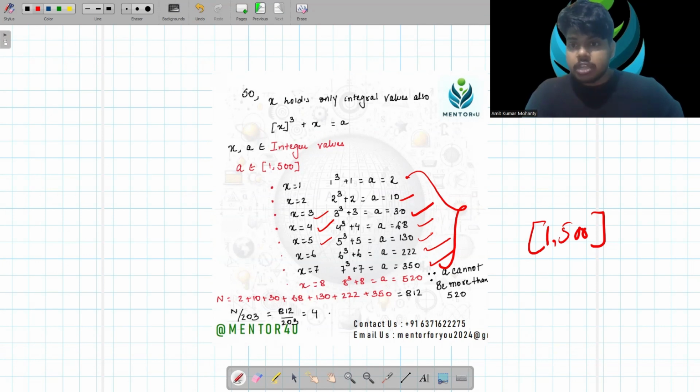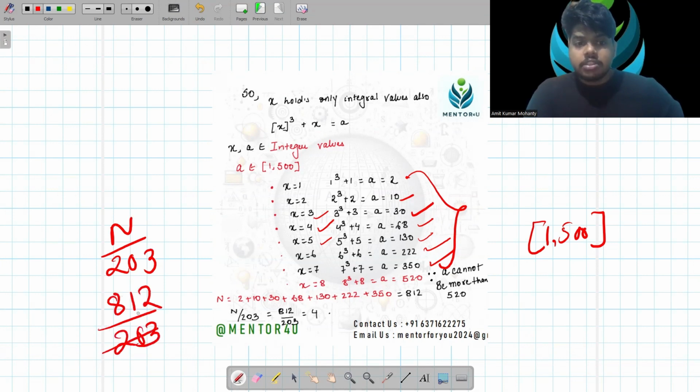Now, what was our original question? It was n by 203. In this case, it is 812 divided by 203, which equals 4. So the answer to this particular question is, the value of n by 203 is 4. I hope I was able to clear it out.